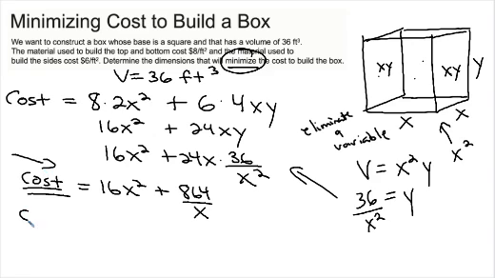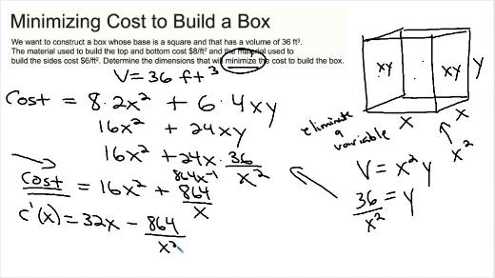Okay, so c prime of x is going to be 32x. This is like 864x to the negative 1. So this is going to be minus 864x to the negative 2. So we'll put that over x squared like that. And we could, at that point, set this thing equal to 0.